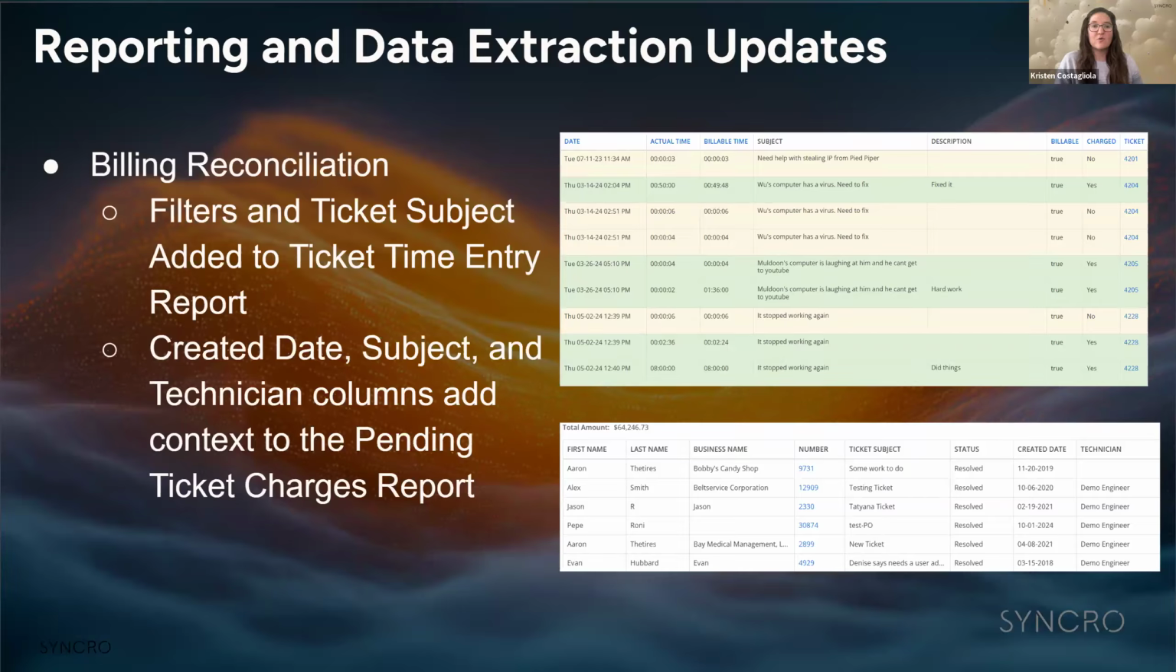Our goal here is to give you context. We got a lot of feedback from people that as you were pulling things down, the ticket ID didn't actually give you all of the information that you needed, and you wanted more of the subject so you can quickly scan and see what this ticket was about. And then the same for the pending ticket charges report. You'll get the ticket subject. You also have the created date and the technician columns in that report, so you'll be able to better look at the data there.